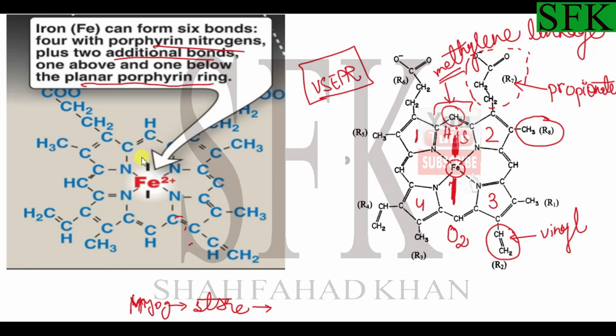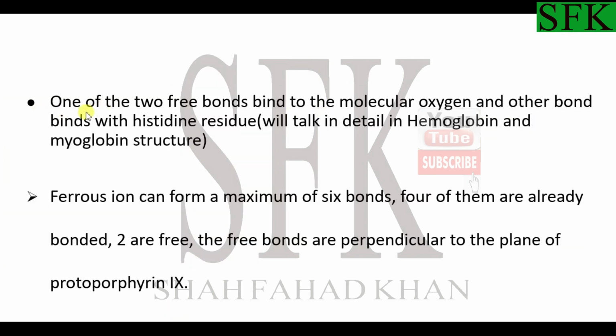One of them binds to oxygen, molecular oxygen, and the other binds to a histidine residue. Then I've gathered some information over here. Let's read it out. One of the two free bonds binds to the molecular oxygen and the other bond binds to a histidine residue. All right. And I told you that I'll talk about this in the hemoglobin and myoglobin structure as well. Okay. So one of them binds with molecular oxygen. It's this free bond that is responsible for the transport of oxygen in hemoglobin.